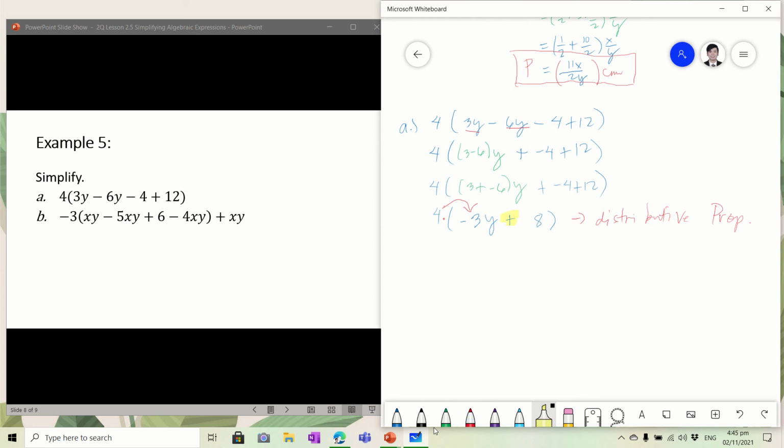So 4 times negative 3y, that would be negative 12y. Then 4 times the second term of the group, 4 times 8 is 32. And this is now our final answer. You will know that it's your final answer if you cannot really simplify it anymore, and there will be no more like terms.